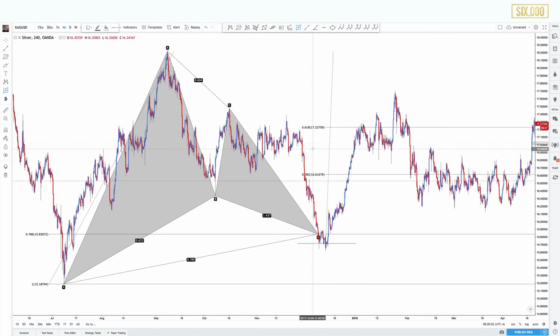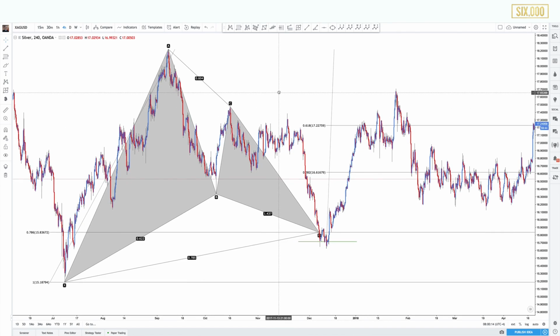And this is on the 4-hour chart, and this would have been closed within less than 1 month. We're looking at 27 days here once price confirmed that 618 measurement, and that's where we would have been out of the trade completely.